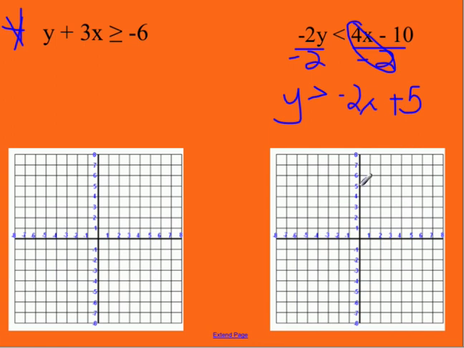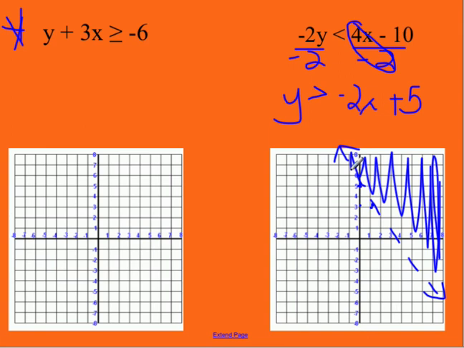So we're crossing the y-axis at 5, and then we're going down 2 over 1, and we have a dashed line. And then, because the alligator is eating the y, we're going to shade up from the line. So that right there is your final answer.